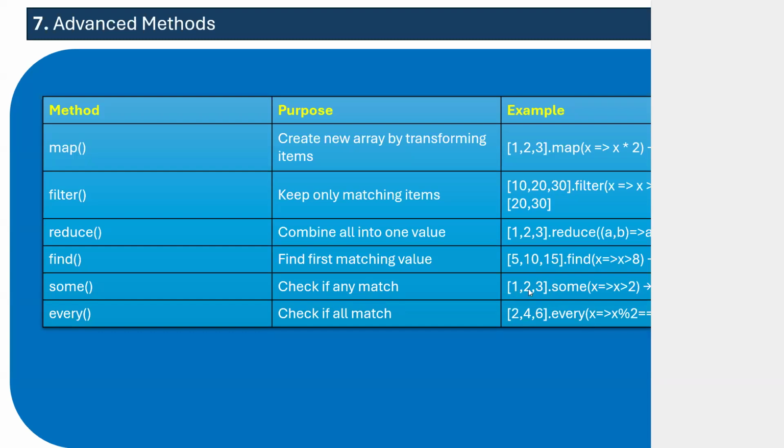Let's talk about this one, guys. 1, 2, 3 is your array. And every means it has to satisfy all elements. But let's complete sum first.